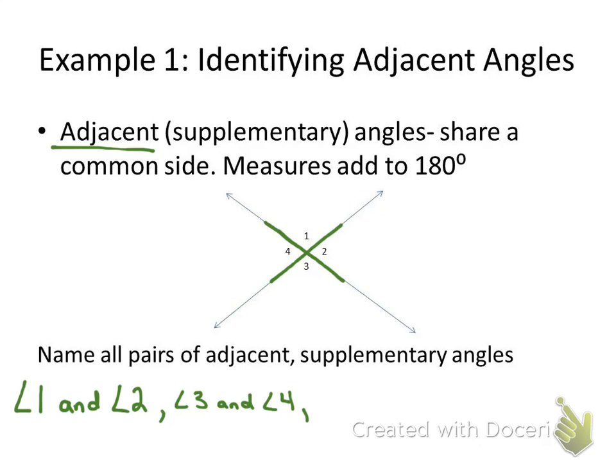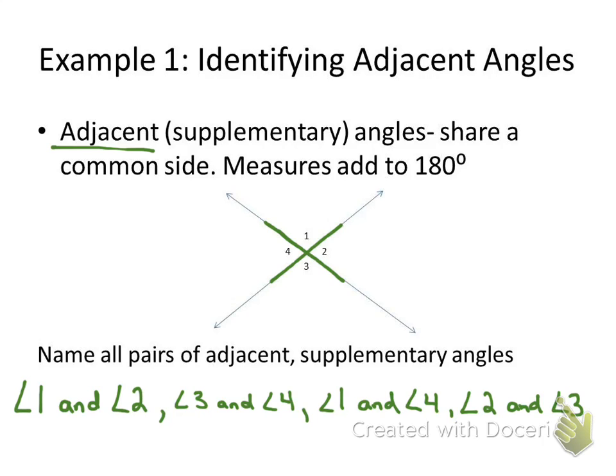Can anybody name another pair? We've got 4 altogether. Quentin? Angle 1 and angle 4. Very good. And what's my last one? Alicia? Very good. Angle 2 and 3. Of course, I don't know the measure of any one of these angles, but if I did, then I could find all the other ones using my rules of supplementary adjacent angles. So that's the first type of angle that we've learned, adjacent supplementary angles.